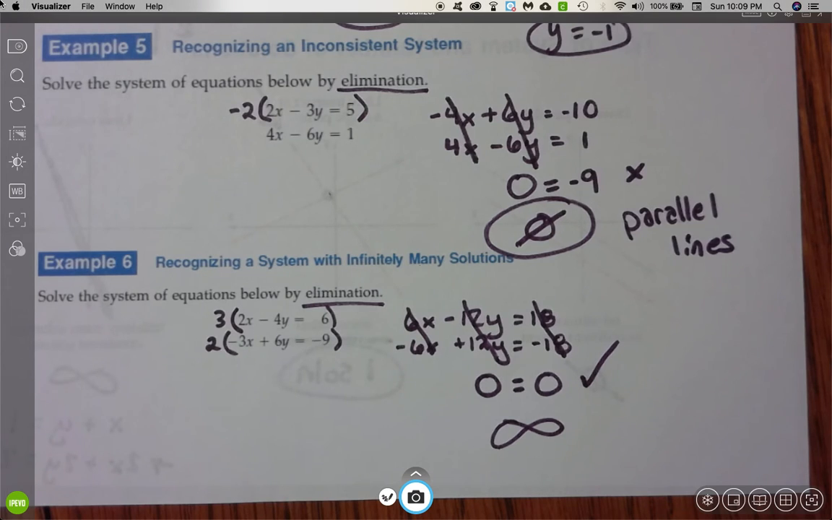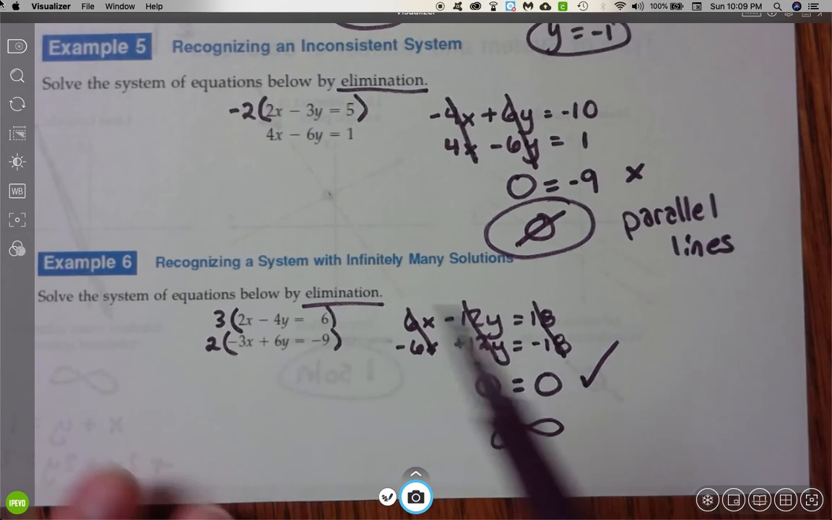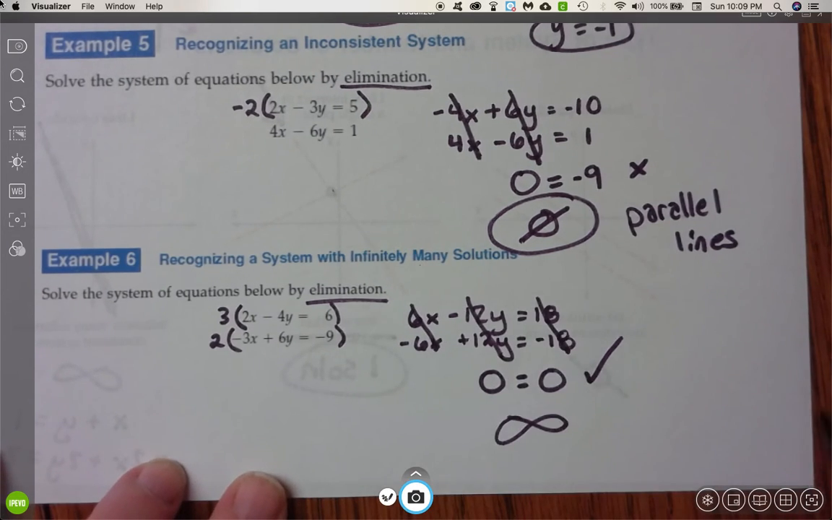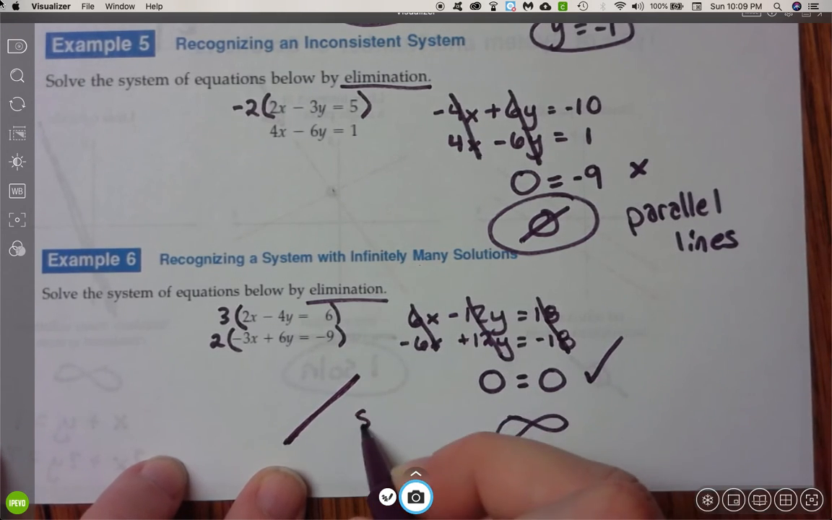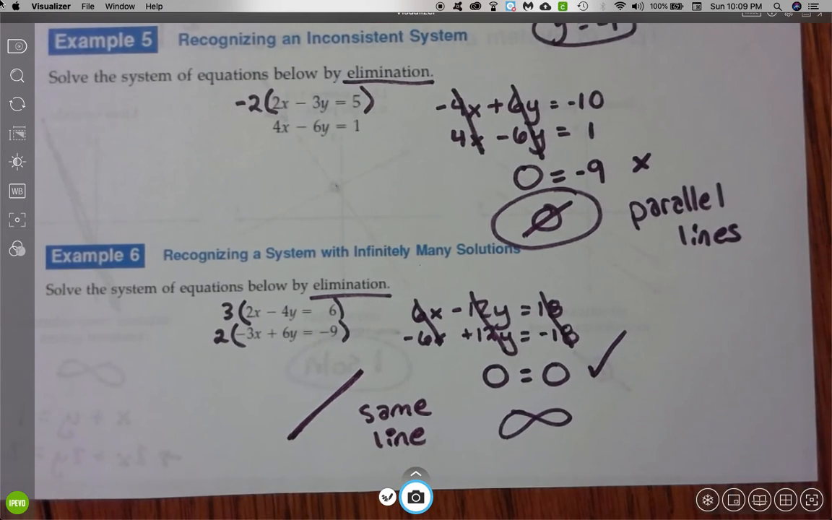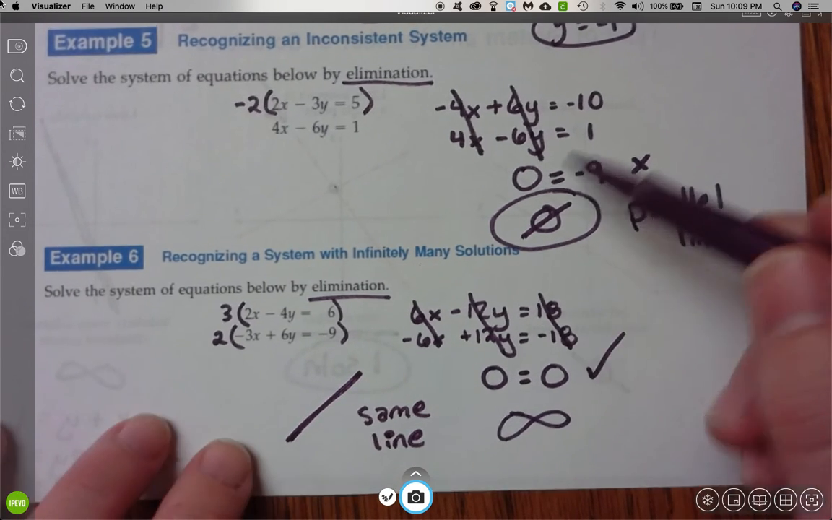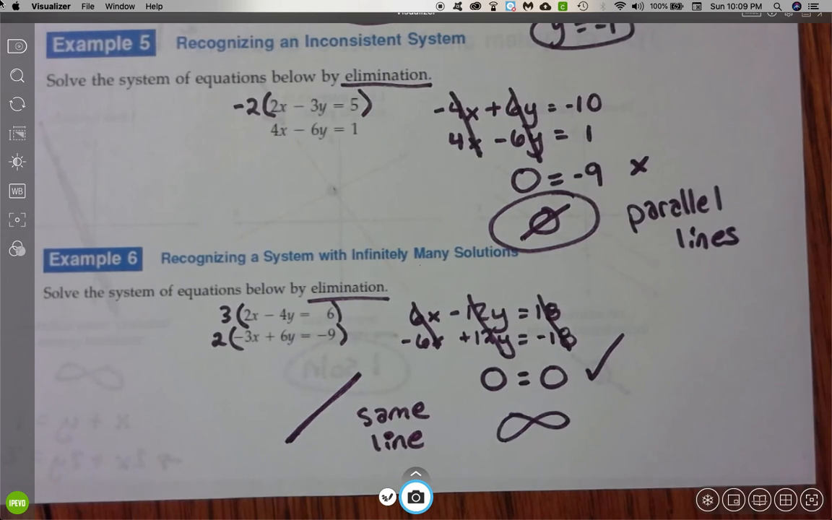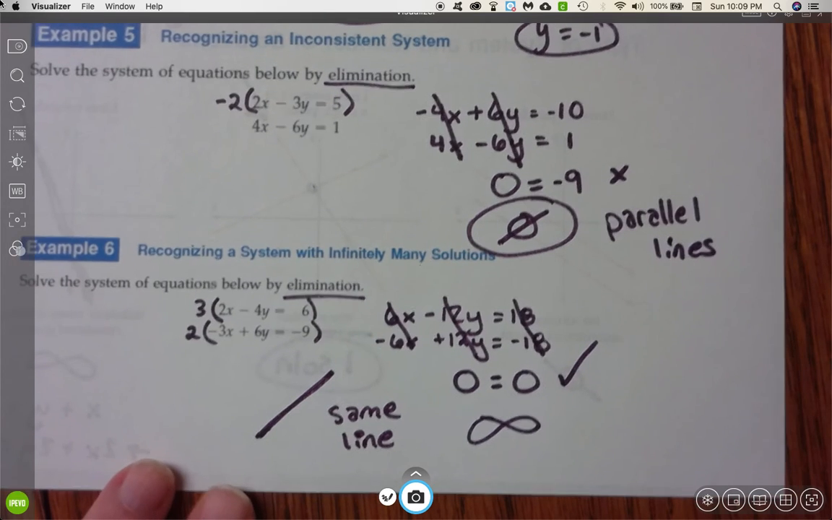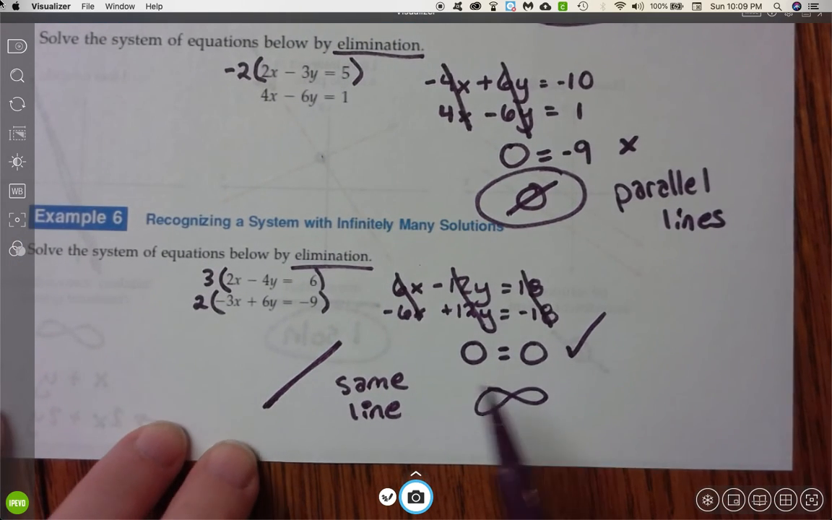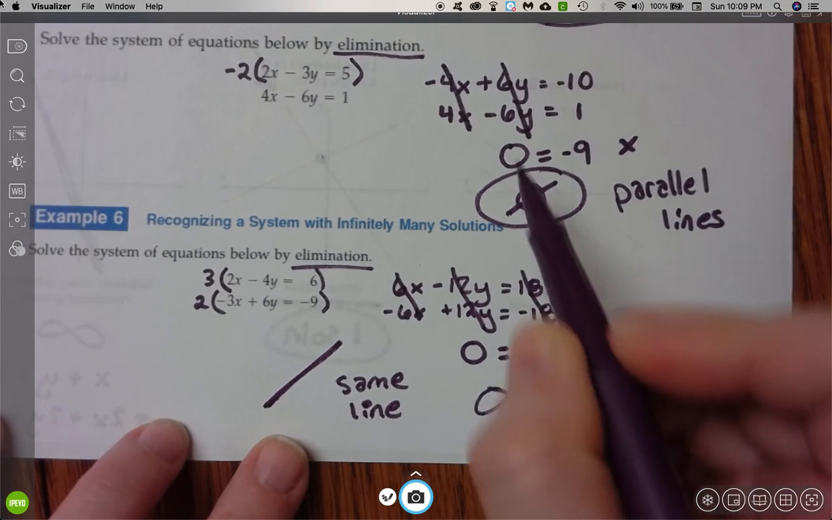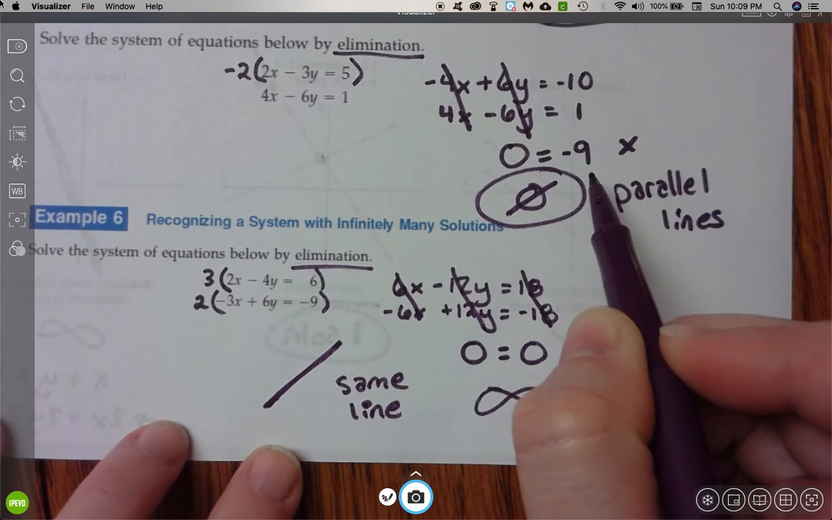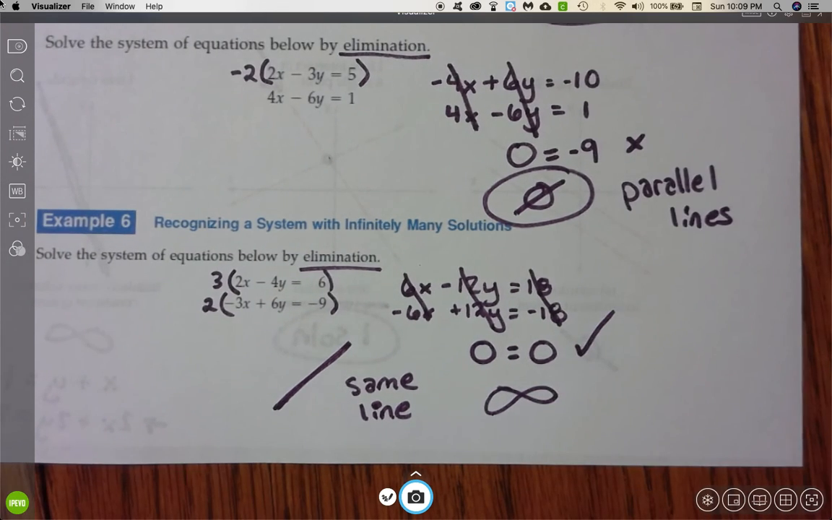So in this case, these two functions are going to be the exact same function. They're just going to be the same line on top of each other. So same line where we get infinitely many solutions. So this is what it boils down to when you end up with funky answers, no solutions and infinitely many solutions. You'll end up with something equals itself, or you'll end up with something equals something that's not itself.